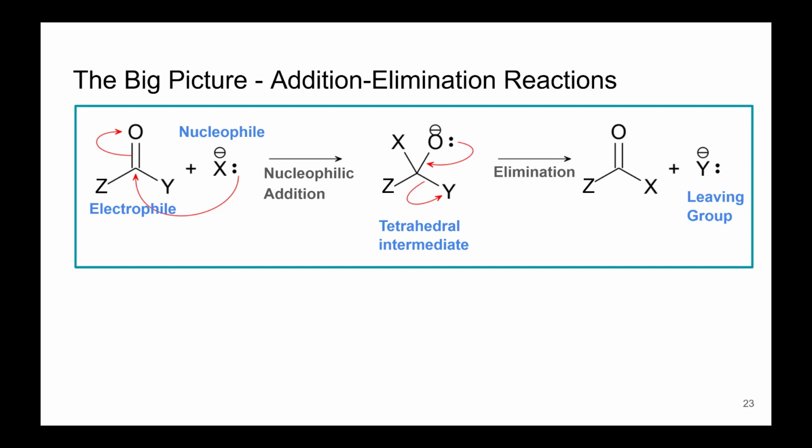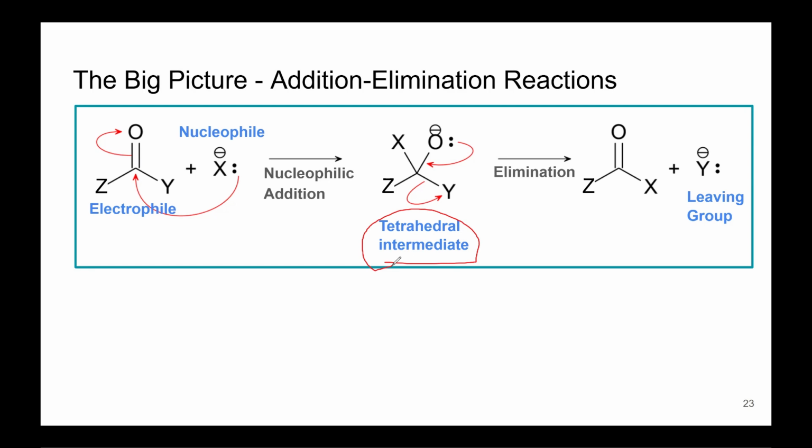In today's video, we are going to cover another two cases, which is when either group Z or group Y gets kicked out, so the leaving group gets kicked out, or when the carbonyl oxygen gets kicked out. So addition-elimination reactions, or nucleophilic acyl substitutions, are just reactions in which both the nucleophilic addition as well as the elimination occur.